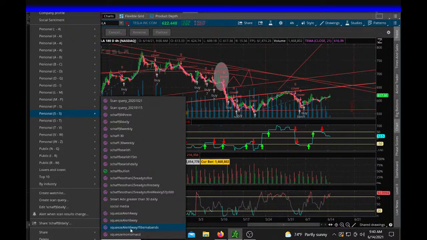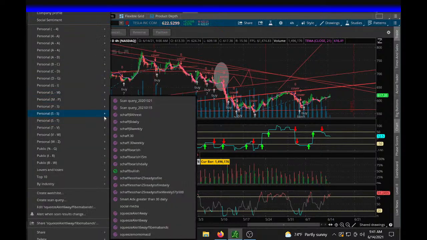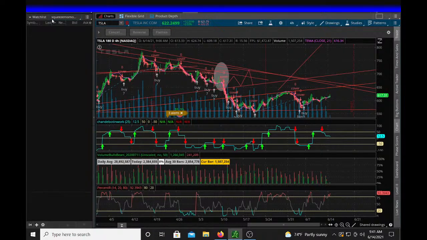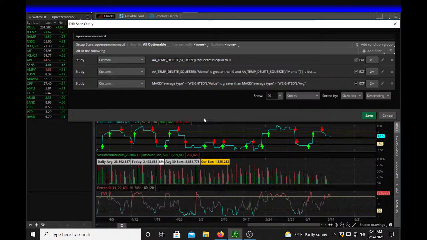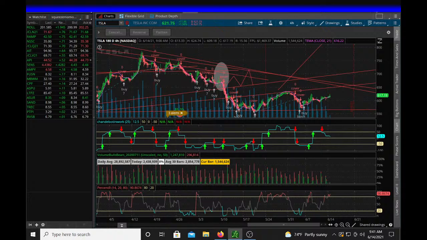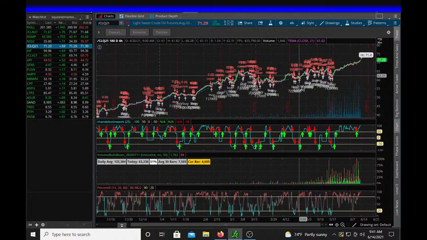And let's see what we have on our squeeze alert on the 6-way. And I just saw Momo MACD. Wonder what that's based on. Wouldn't be the MACD, would it? AA. Oh, okay. I gotcha. Very good. All right. Looks like we're getting light sweet crude futures.